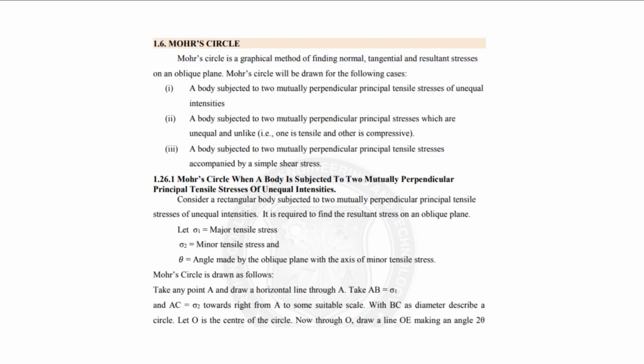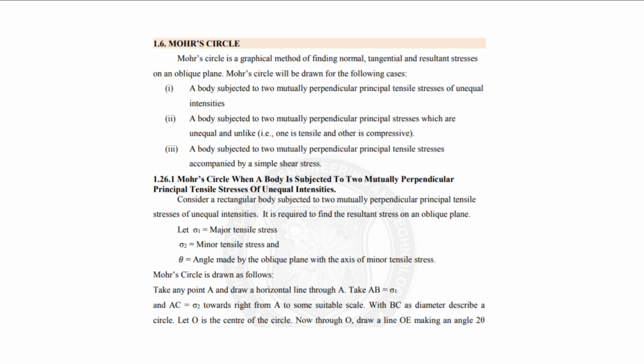So today we are going to see the topic Mohr's circle. Mohr's circle is a graphical method for finding normal, tangential and resultant stresses on an oblique plane. Mohr's circle will be drawn for the following cases. The first one is a body subjected to two mutually perpendicular principal tensile stresses of unequal intensities. A body is subjected to two mutually perpendicular principal plane stresses which are unequal and unlike. One is tensile and the other is compressive.